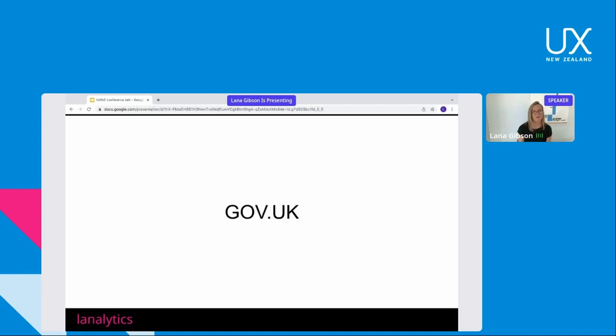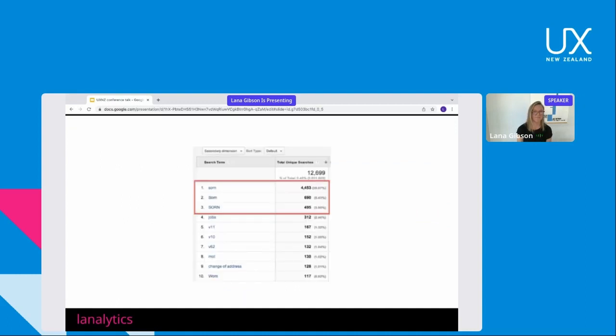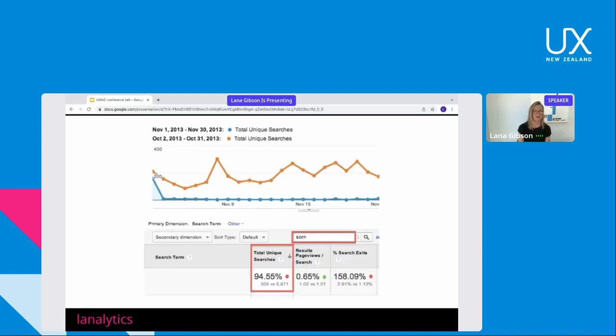So for gov.uk again, we had the vehicle tax page, which is about paying your vehicle tax. And we looked at what people were searching for on this page. Google Analytics shows you how to see what people are searching for on each page, which is awesome, right? And we saw that people were searching for SAWN on the page, which is about registering your vehicle as off-road so you don't have to pay vehicle tax. You can see here 5,000 searches for SAWN on that page in a month. It was huge, so many searches.